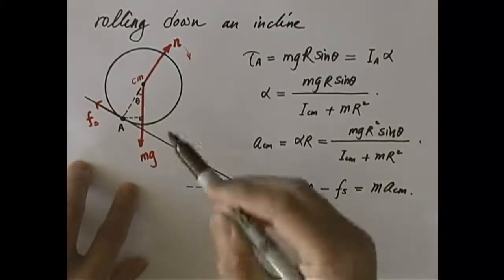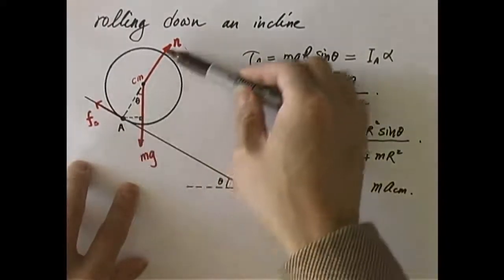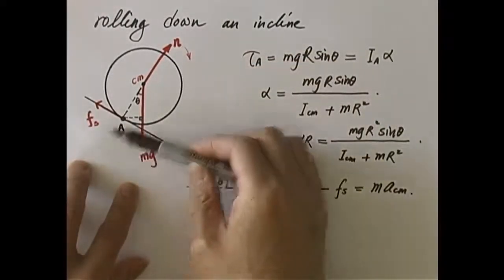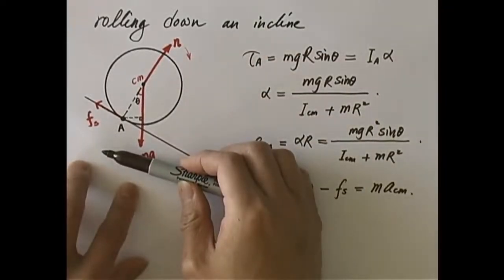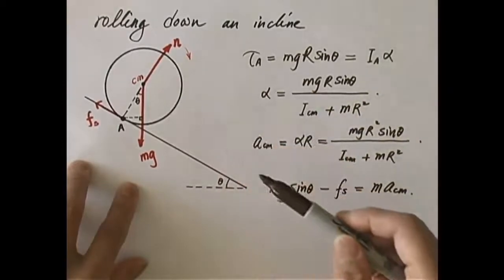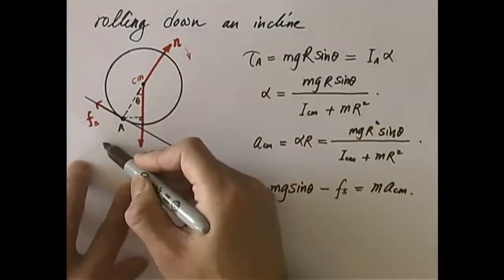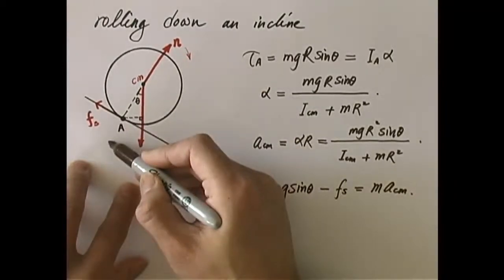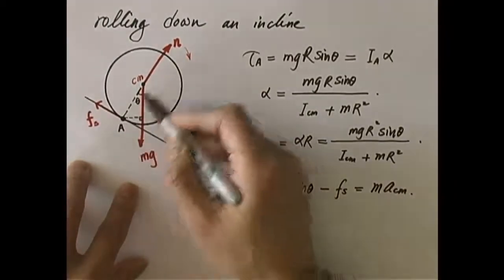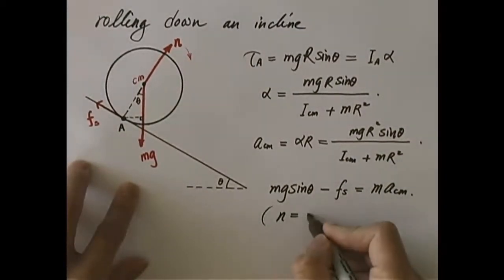What's n, by the way? Well, simple. Fs is along the incline, so it doesn't change anything in the direction perpendicular to the incline. Perpendicular to the incline, the net force has to equal 0 because the center of mass does not move up and down along the perpendicular direction to the incline. So I still have n equals mg cosine theta. Okay, mg cosine theta is the component perpendicular to the incline going down, and n is the other force going up. So I still have n equals mg cosine theta.